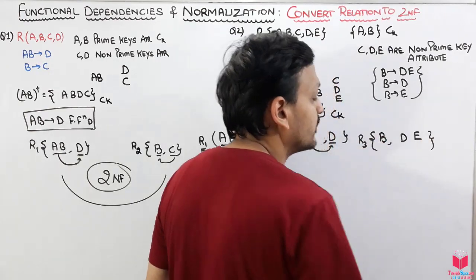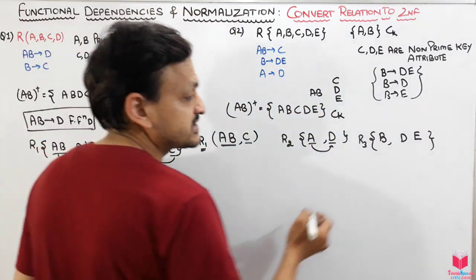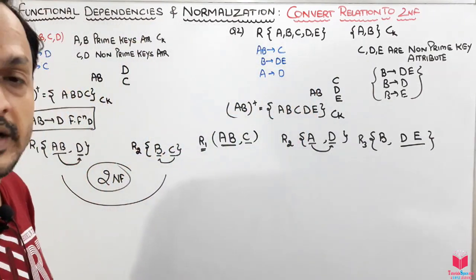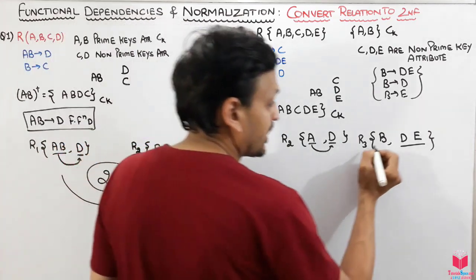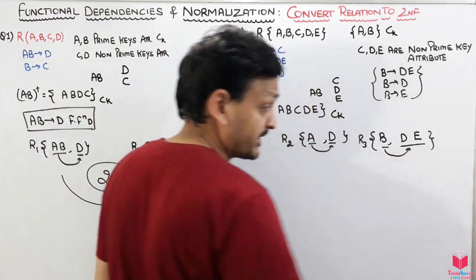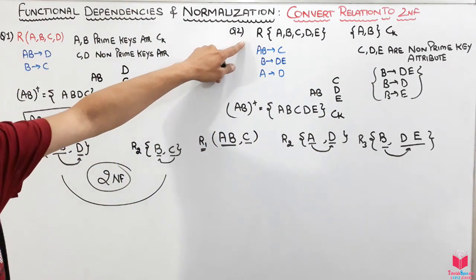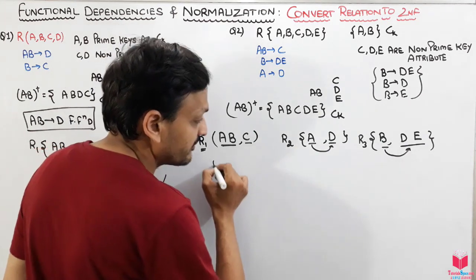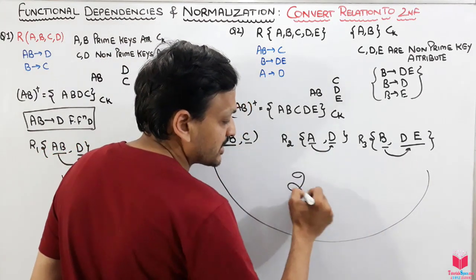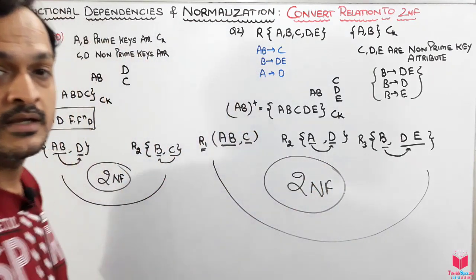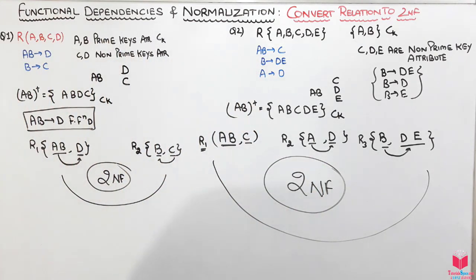Okay, the third relation says that D and E are the non-prime key attributes whose values are completely dependent upon the prime key attribute. So we have to decompose this relation into 3 relations, that is R1, R2 and R3, which says that this is now completely in 2NF form. Okay guys, this is all about how we can convert such relations into a 2NF form.